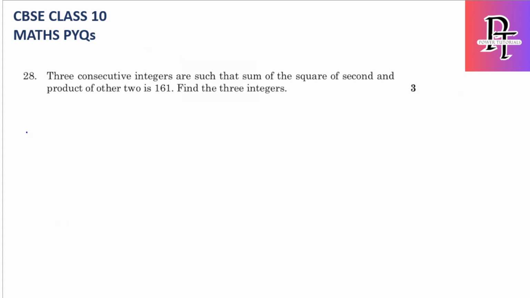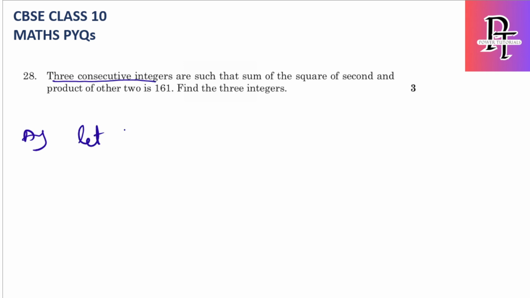Okay, we have one more type of numbers question from the previous year question paper, that is the 2024 question paper from another set. So let's see the question. We have 3 consecutive integers such that the sum of squares of the second and the product of the other 2 is 161. They are asking to find the integers. So 3 consecutive integers we can consider.